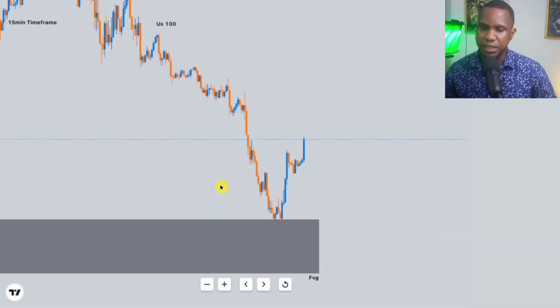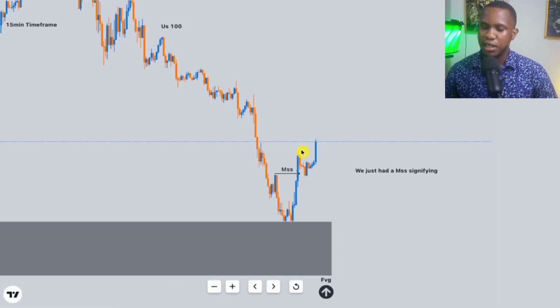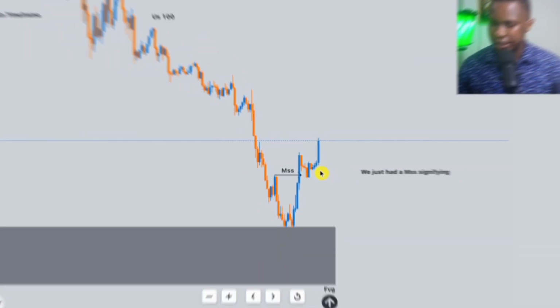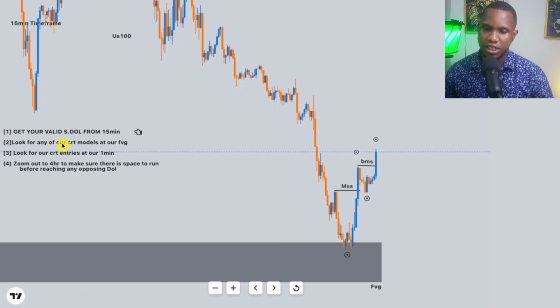Pay attention. This is our 15 minutes time frame, NAS 100. Price action just mitigated a 4-hour fair value gap right here and came and did a market structure shift right here, signifying the bulls have taken over. So number 1 is get your value structural draw on liquidity from 15 minutes time frame.